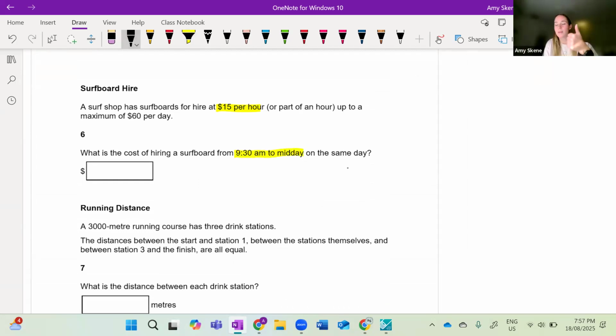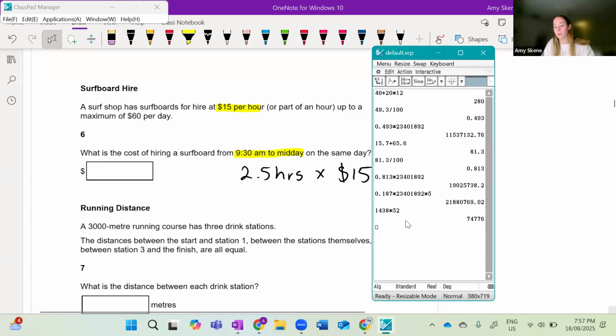So from 9:30, you've got 10:30, 11:30, and then a half hour brings it to 12. So it's going to be 2.5 hours. If you've got 2.5 hours, you're going to multiply that by $15 per hour. So you're just doing that on the calculator. That one's a pretty simple one. 2.5 multiplied by 15 gives you 37.5. Or part of an hour. 37.5. I'll come back to it.